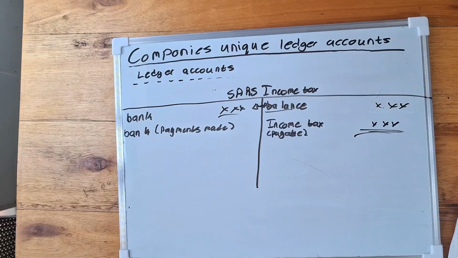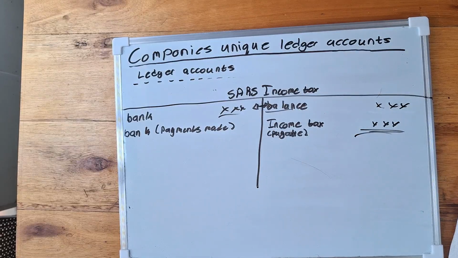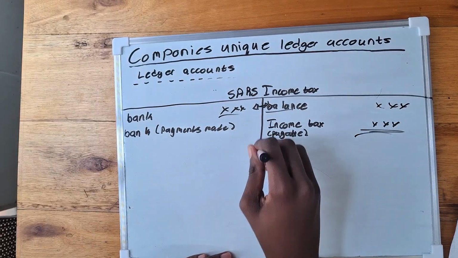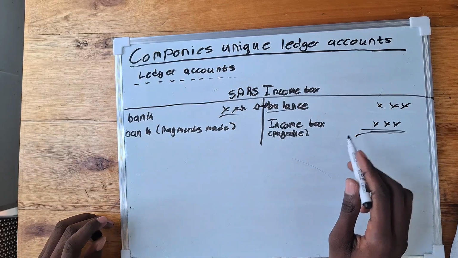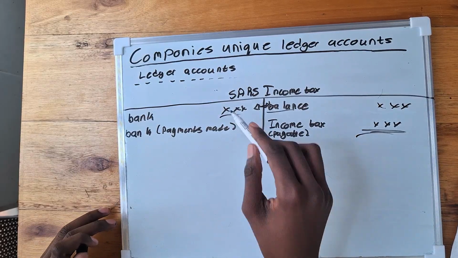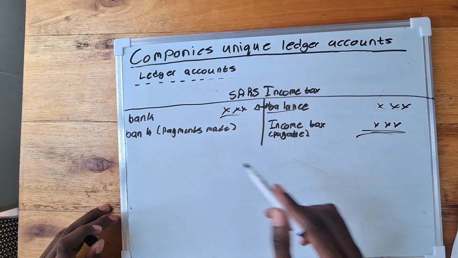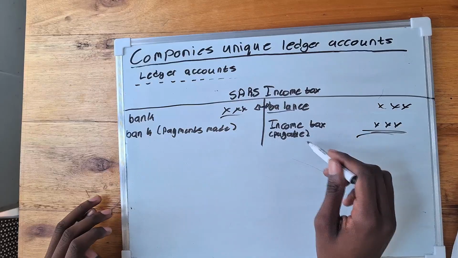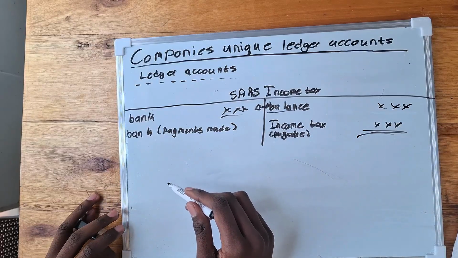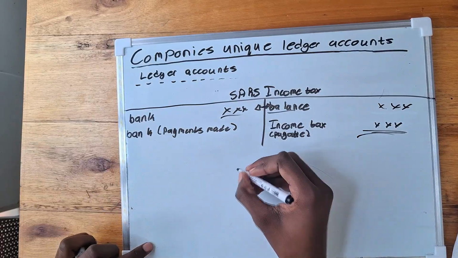Now we know that SARS income tax is linked to income tax, so let us also do the income tax. And once again, with this one, you would just balance it. You find the biggest amount, you put it on both sides, then you subtract the smaller amount, you get your carrying down balance and your brought down balance.